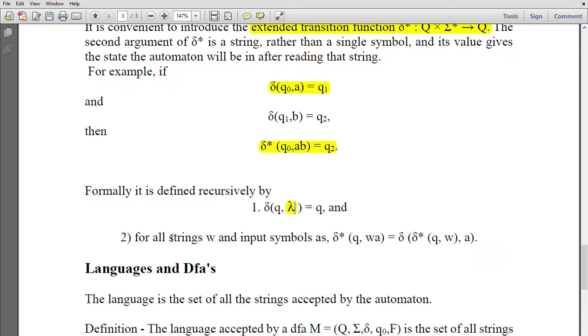This extended transition function is written in one other way, like this. For all strings w and input symbols a, suppose wa from the state q, it will be q w, this transition, and after this w it will again read a to complete this wa. So this is the extended transition function. When you write some string, then you can imagine how this extended transition function is working.